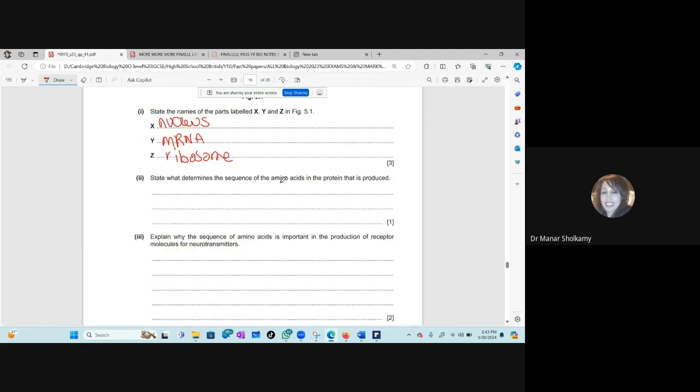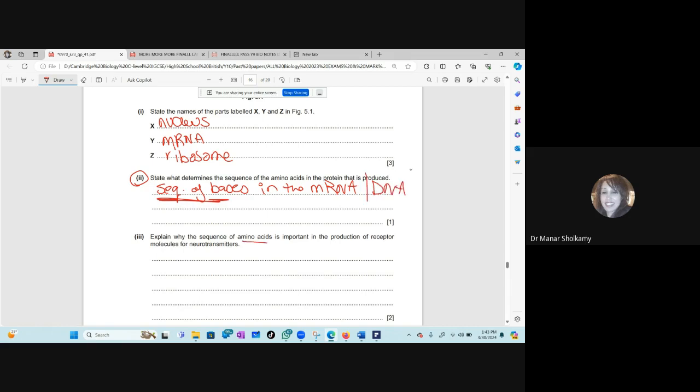State what determines the sequence of the amino acids in the protein that is produced. The genes that are... I want a better answer. The sequence of bases? Correct. The sequence of bases where? In the mRNA. Yes, in messenger RNA, which originally came from the DNA. So just mention that it's the sequence of bases in the messenger RNA or in the DNA.